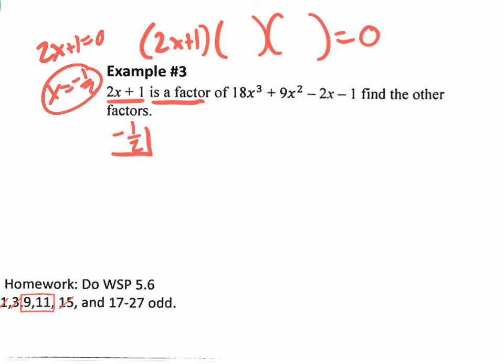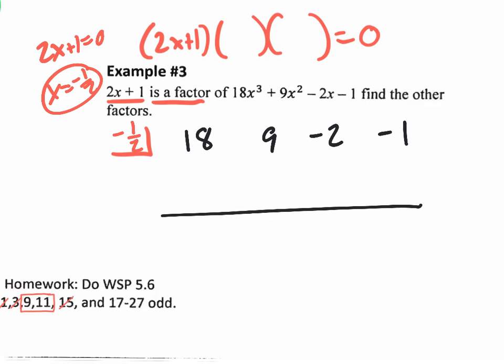Now let's write the coefficients of each term on this third degree polynomial. We have 18, we have 9, we have negative 2, we have negative 1. Let's not be scared of fractions. Let's deal with it. 18 plus nothing is 18. What is negative half times 18? Negative 9. What's negative 9 plus 9, or 9 plus negative 9? 0. What is negative half times 0?